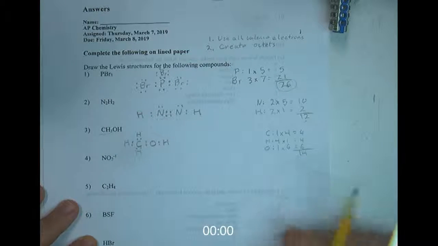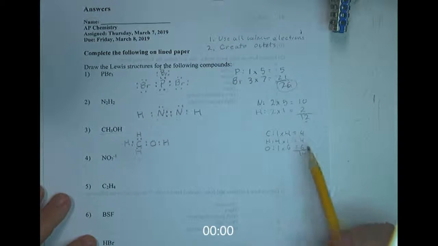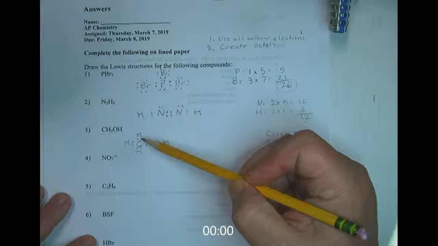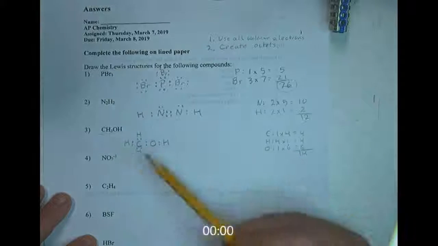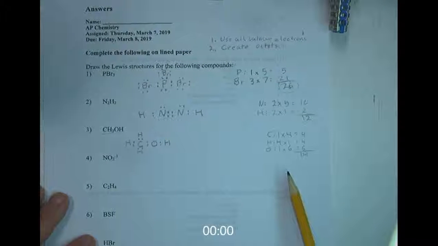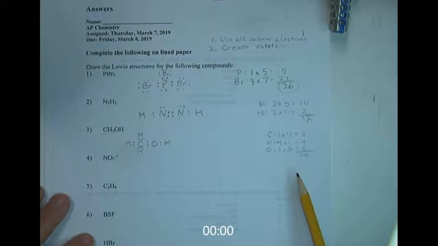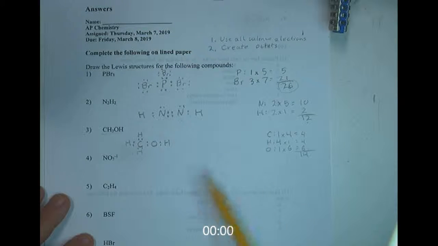What you want to do at that step is see, have you used up all your electrons at that point? So we've used 1, 2, 3, 4, 5, 6, 7, 8, 9, 10. So we've used 10 out of the 14. So we have not used all of the electrons. So what we do is we finish by creating octets around everyone else.